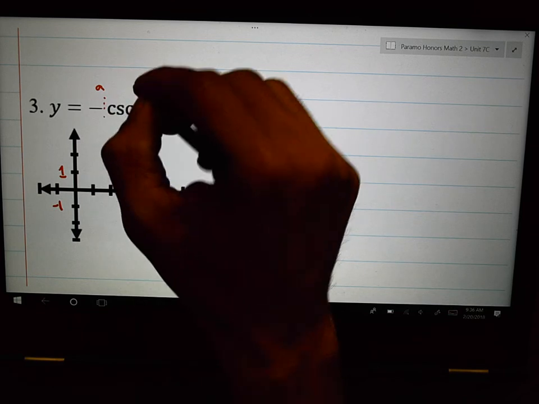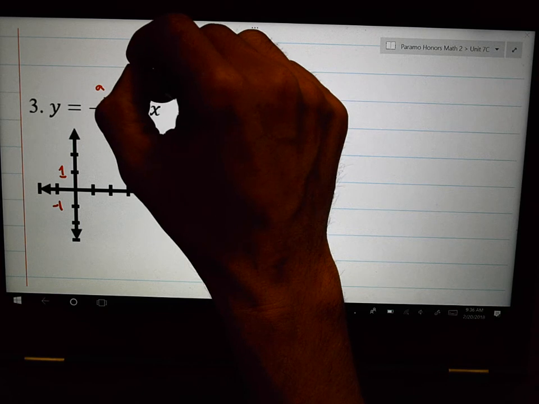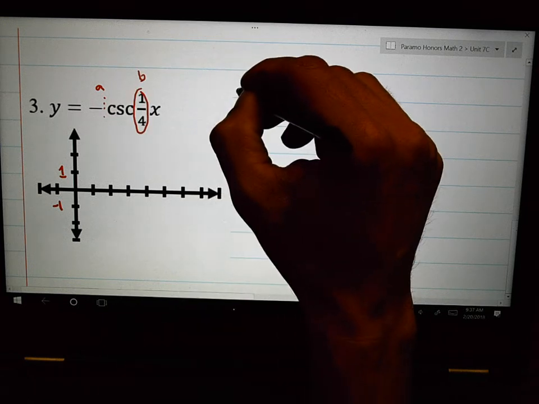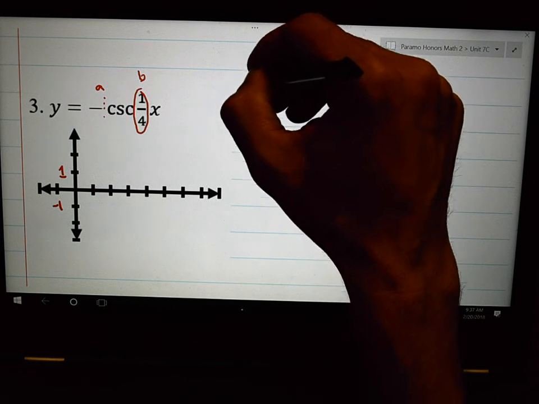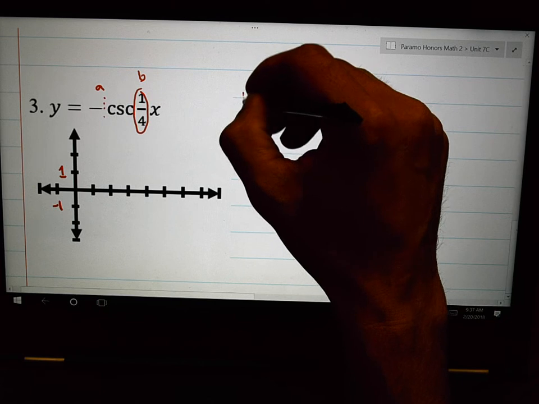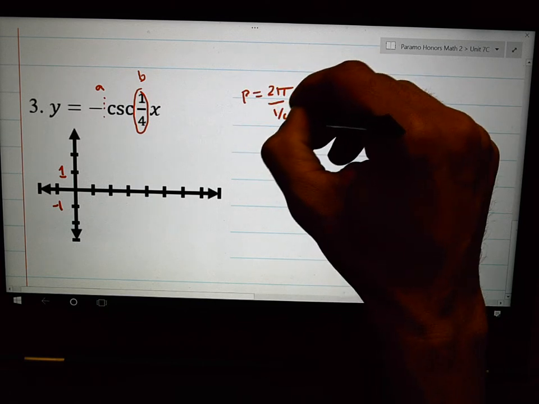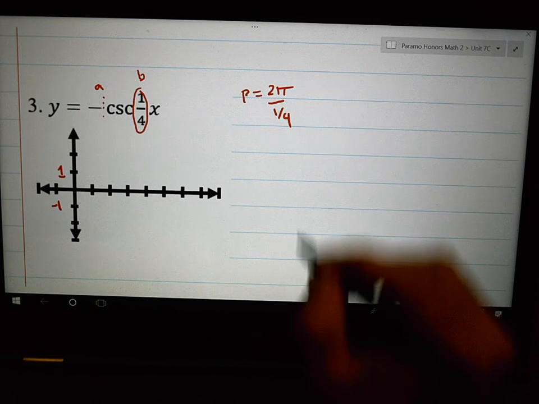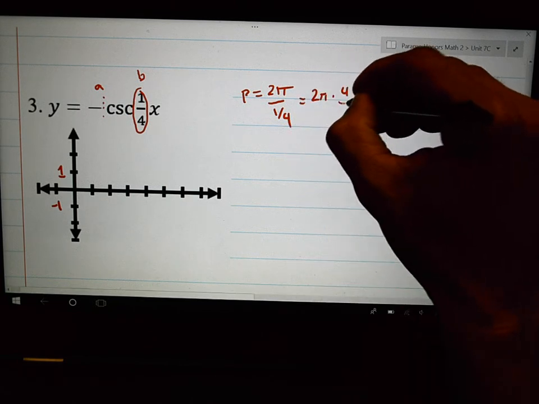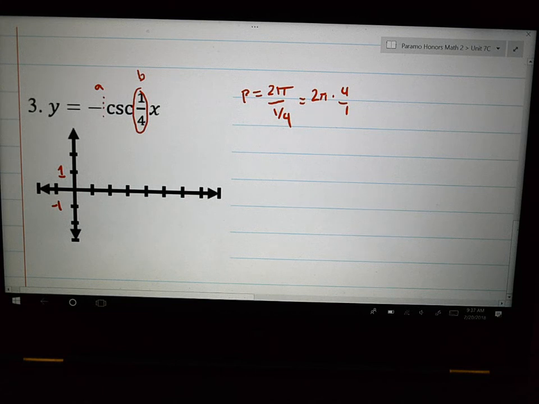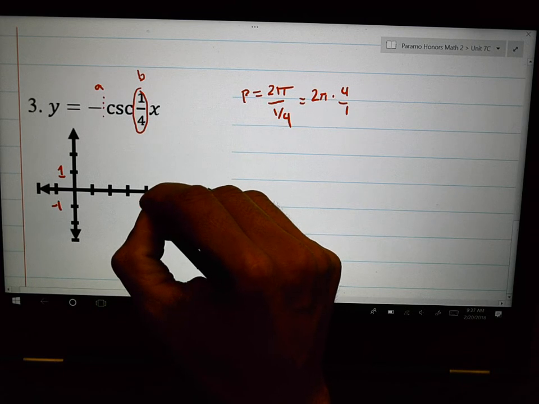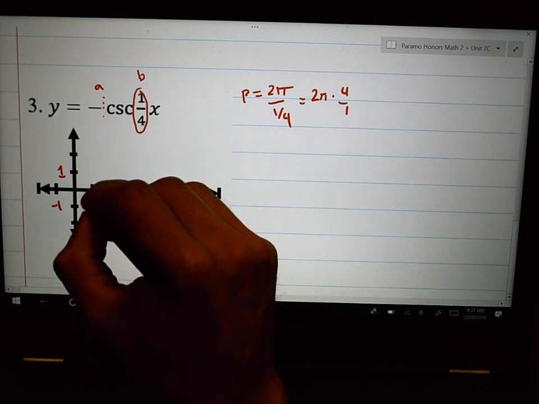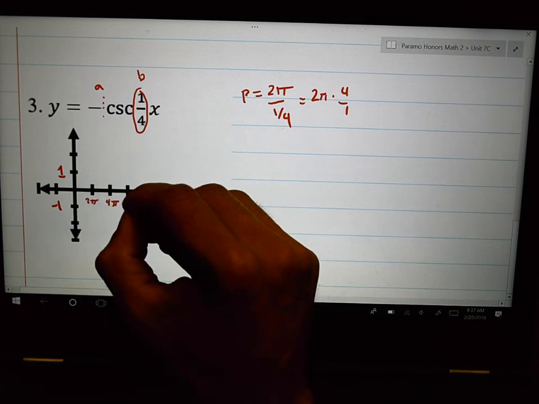My b value is 1 over 4. So I'm going to put period is equal to 2 pi divided by 1/4. I'm going to figure that out. Instead of dividing by 1/4, I'm going to do 2 pi times the reciprocal. It's 8 pi, right? That means my fourth quartile needs to be 8 pi. Second quartile is 4 pi. First quartile is 2 pi. Third quartile is 6 pi.